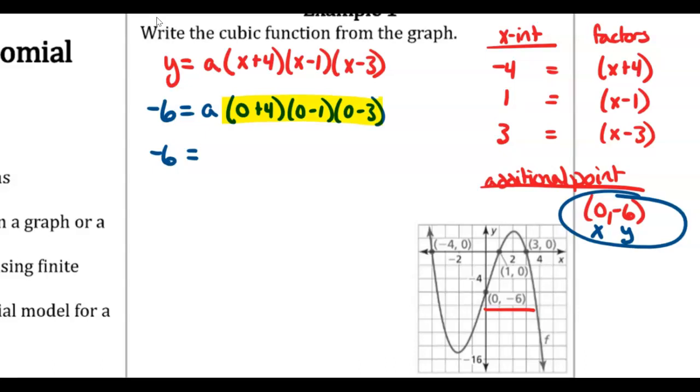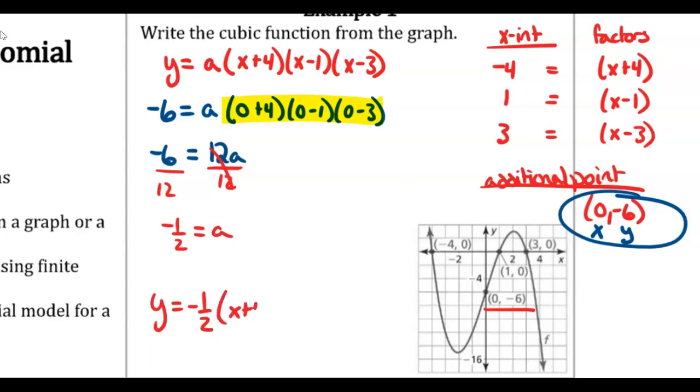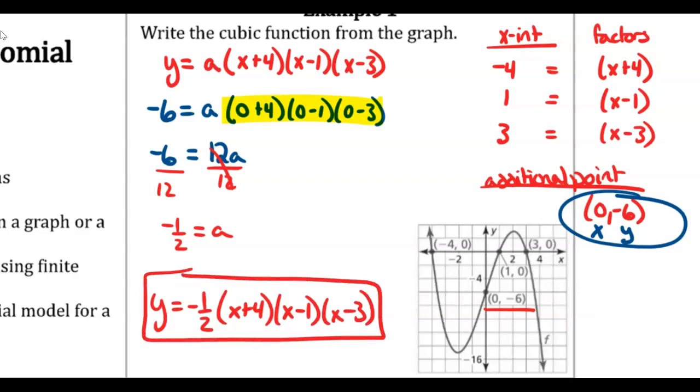You could do each one at a time and get like 4, -1, -3, whatever. And you could do that. I'm just literally going to type that in my calculator. And I get that is 12. So it's a times 12, or 12a. What we're doing is we're trying to find a. So now you're going to divide by 12 to get a by itself. So a is -1/2. So your equation is -1/2, because that was a, and then you had x plus 4, x minus 1, x minus 3. And that is the equation of the graph shown to the right.